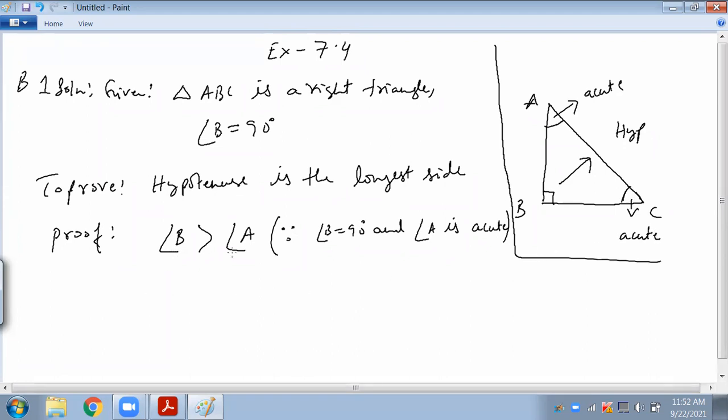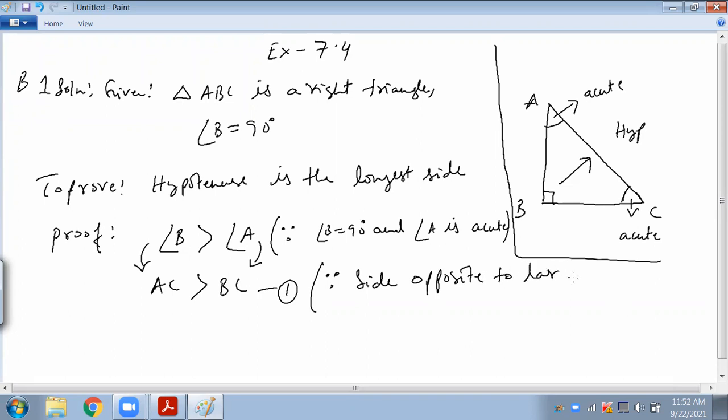So B will be greater than A, and opposite to B is AC. And opposite to angle A is BC. So AC is greater than BC. We can mark it 1. And the reason is what? Since the side opposite to the larger angle is longer.